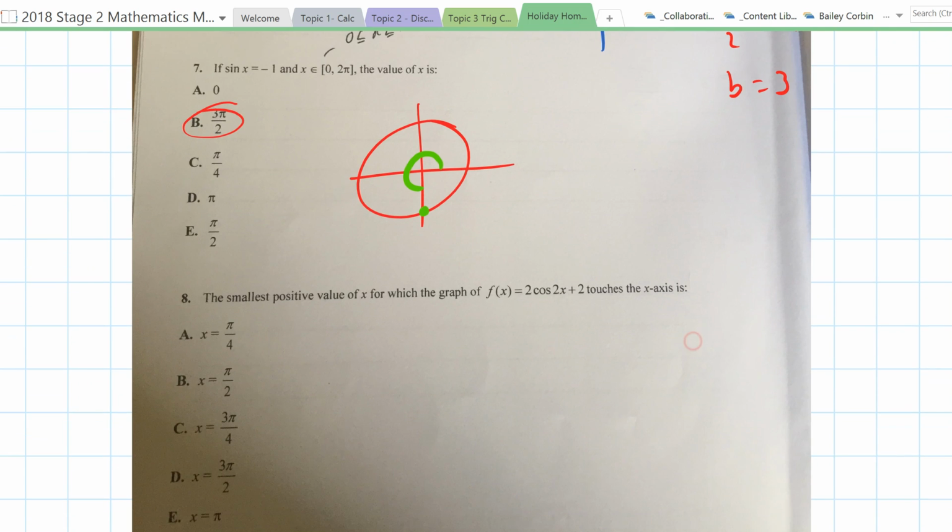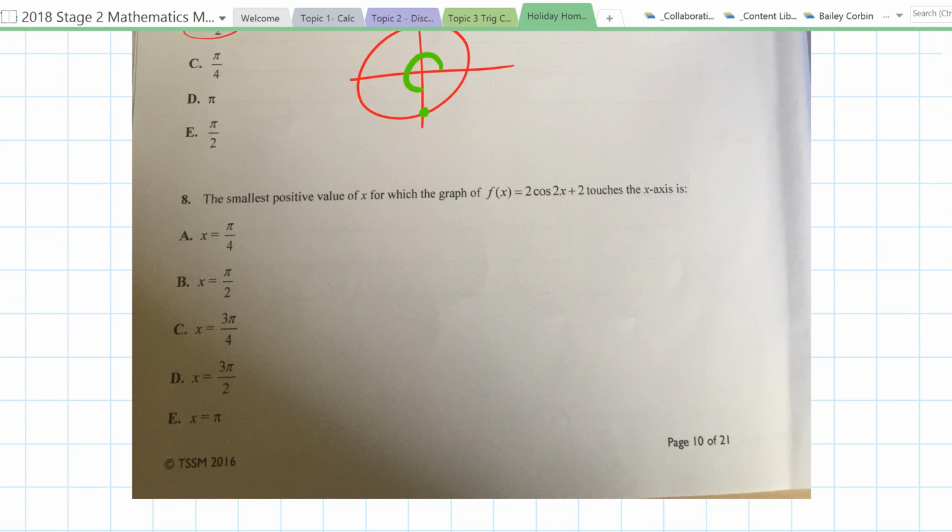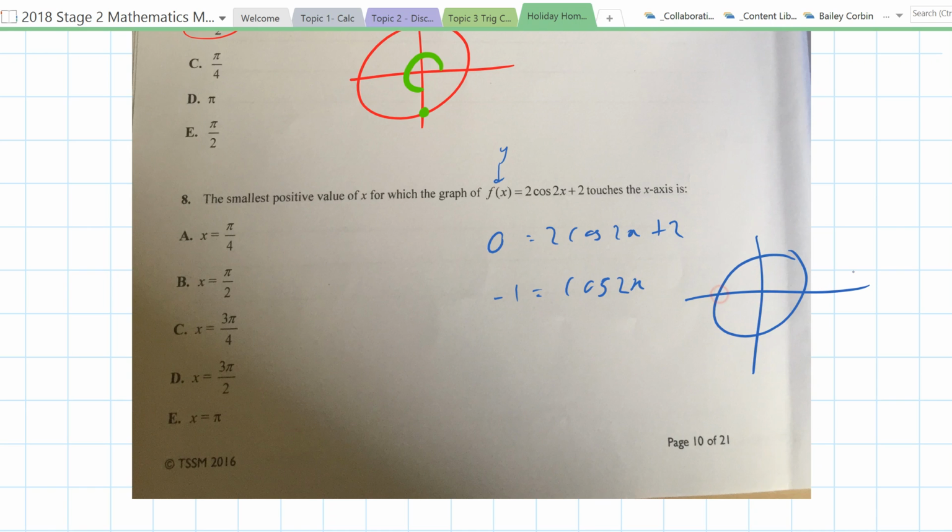Alright, the smallest positive value for x, which the graph touches the x-axis. Alright, it touches the x-axis when f of x is equal to 0, or y is equal to 0, because y and f of x in our minds are interchangeable. So that's equal to 0 at 2 cos 2x plus 2. Alright, let's subtract 2 and then divide by 2, which leaves minus 1 equals cos 2x. So cos is minus 1 here, and that is pi around.